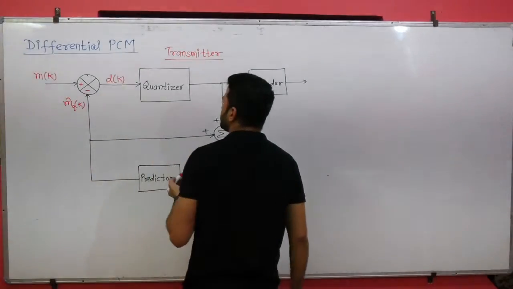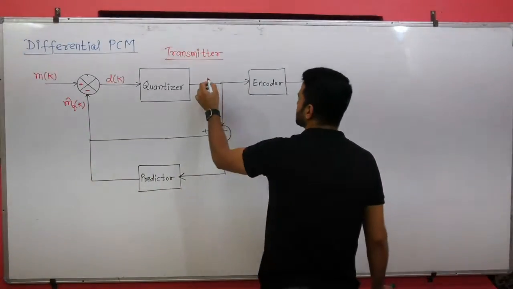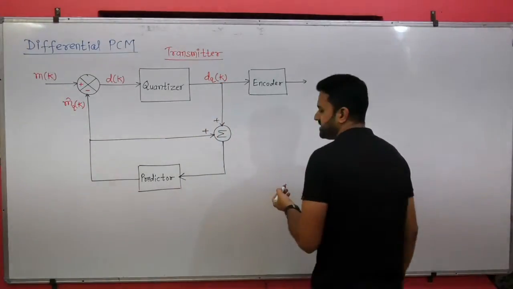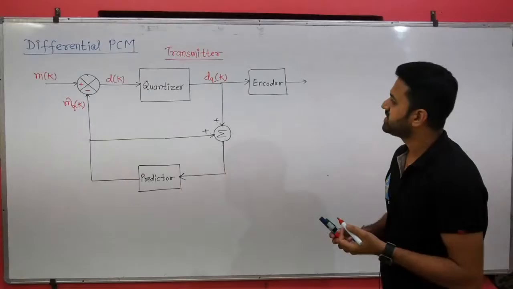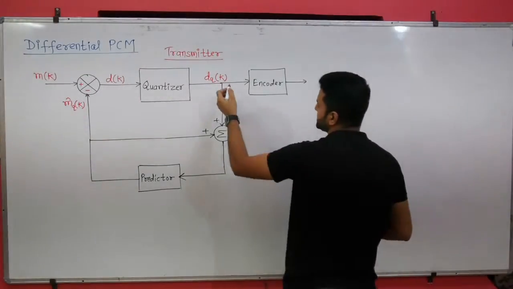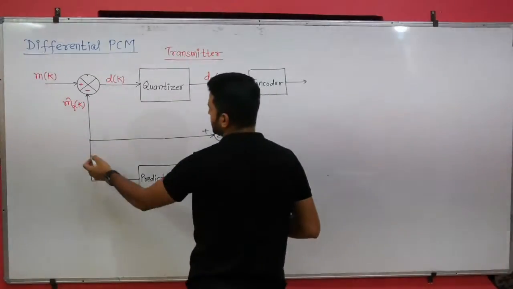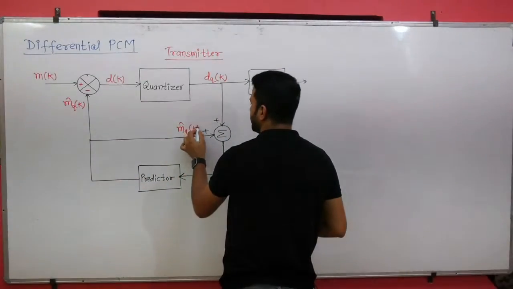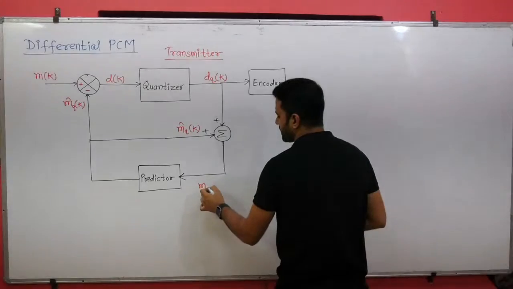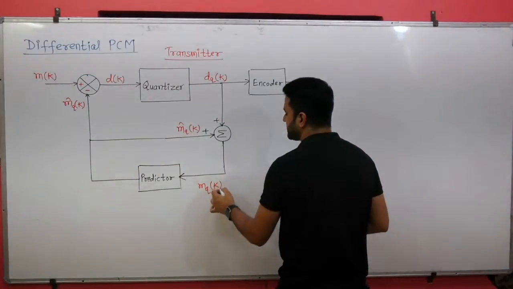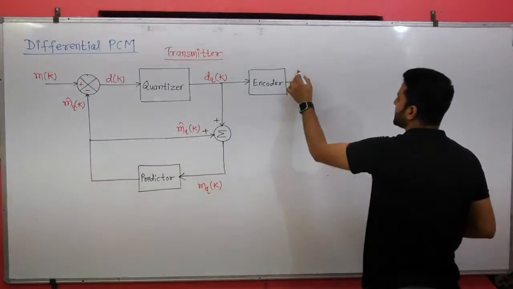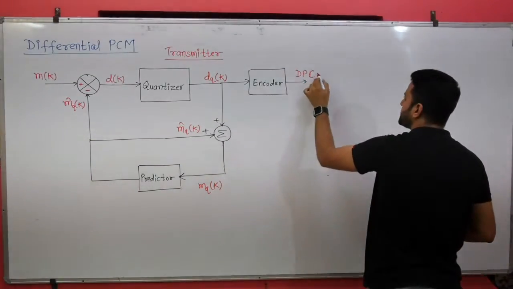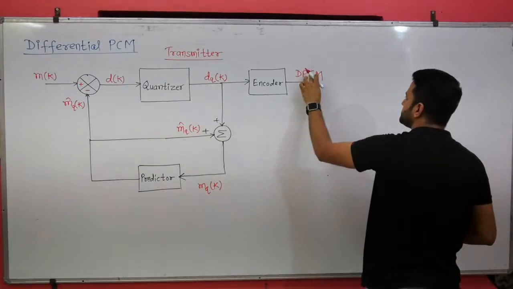This is DK, and this difference signal is quantized. So we will get the quantized version of the difference signal, and this difference signal and the predictor output, which is M cap QK, get added and we will get the quantized version of the message signal here. After encoding we get the differential pulse code modulated signal, DPCM.